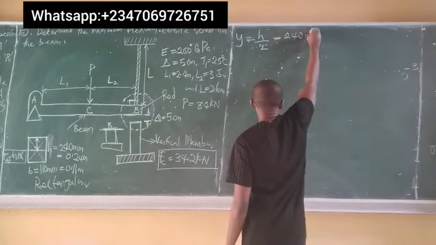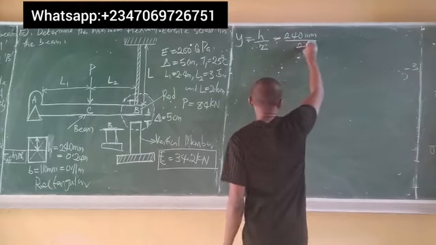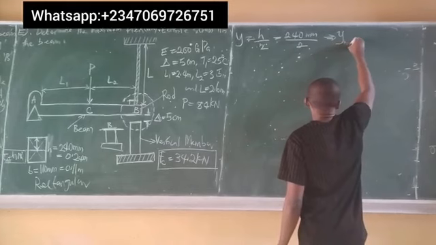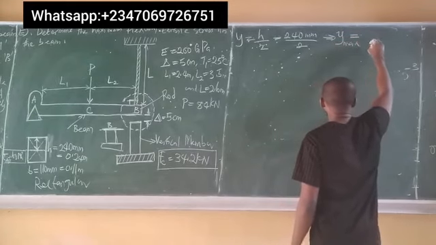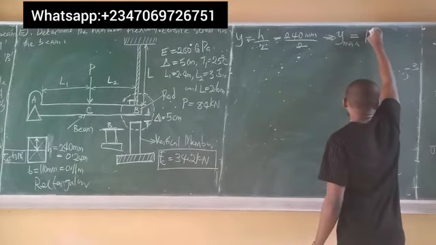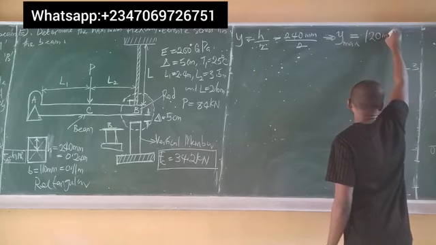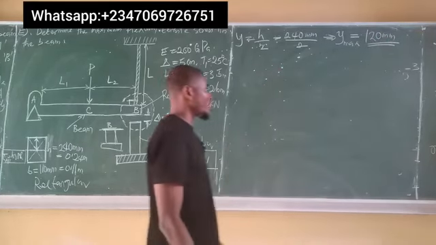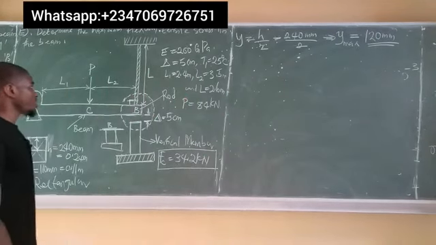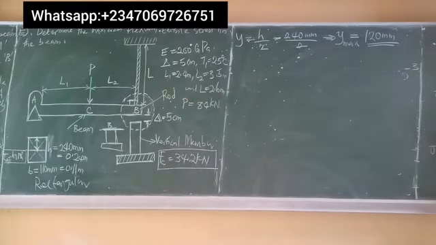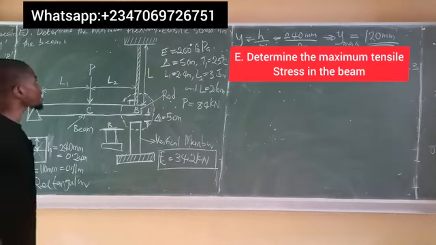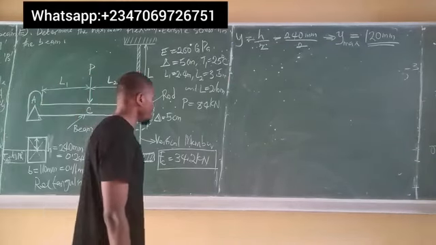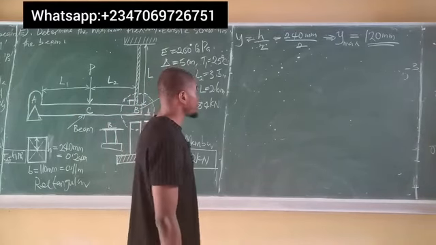If you want to solve in millimeter, divide by 2. So this simply means that y max is equal to 240 millimeter divided by 2, which will give us 120 millimeter. So this is the point of maximum flexural stress. That's where it occurs. And the final question says determine the maximum tensile stress in the beam. We are asked to find the maximum flexural tensile stress in the beam.